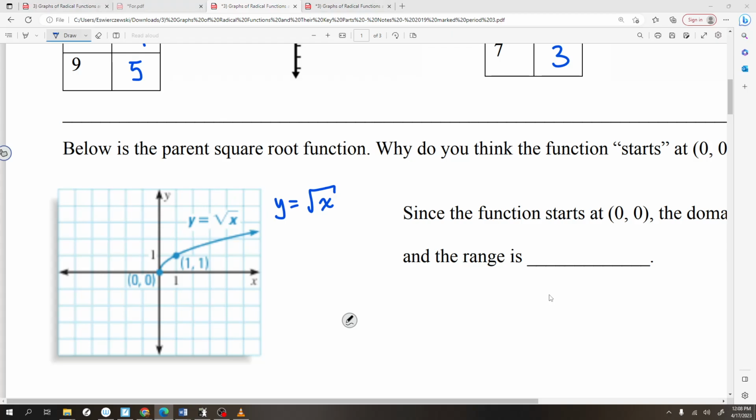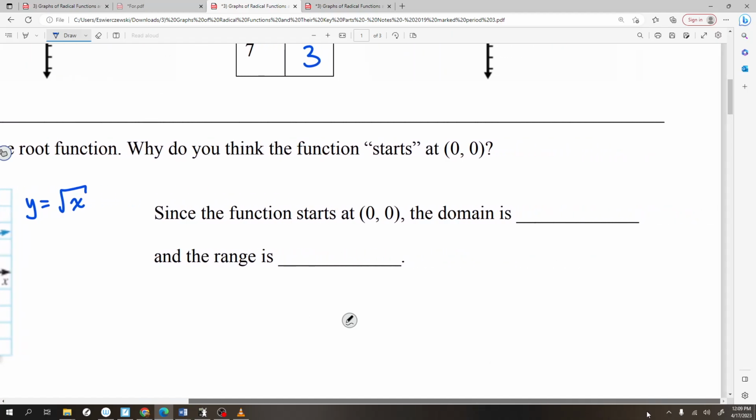Anyone? So one way you could think about that is that anything lower than 0 is not going to be able to be plugged in because we'll get imaginary numbers. So the smallest thing you can plug in is 0, and the square root of 0 is 0. So that's why it starts at 0, 0. Since the function starts at 0, 0, the domain is 0 to infinity. The range is also 0 to infinity.